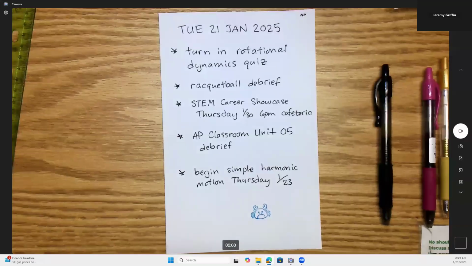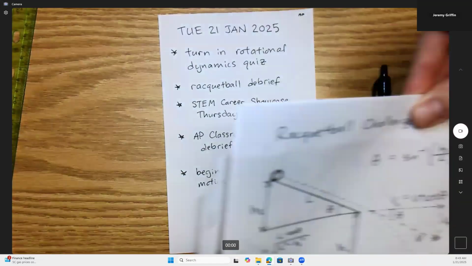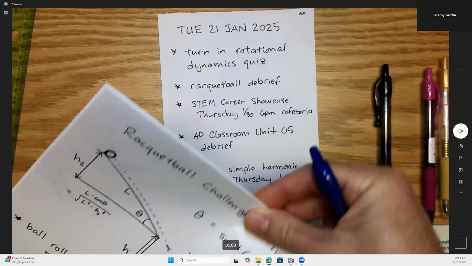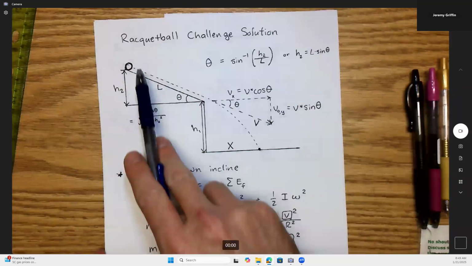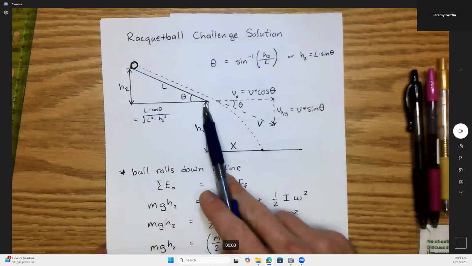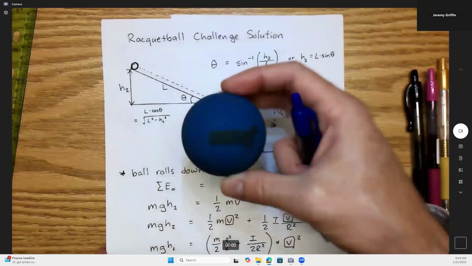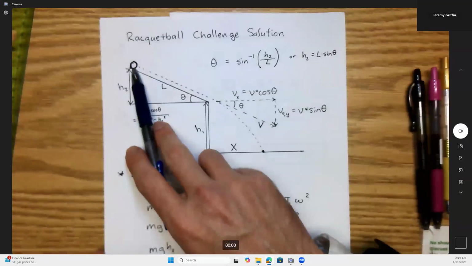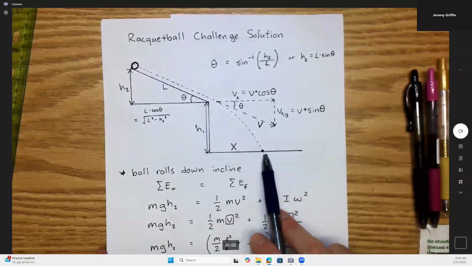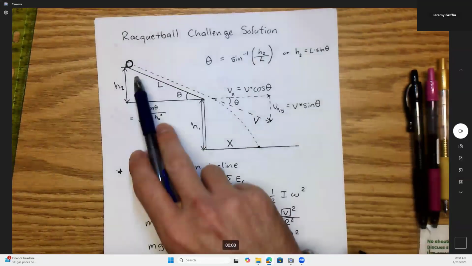All right. I did promise you guys I'd debrief that racquetball challenge. So let's look at that. Here's the solution that I posted to Google Classroom after school on Friday. Here's what you guys did. There was an incline back there on the lab table, and here's the racquetball. I put this racquetball up here at 200 centimeters, let it go. And then you guys had to figure out where it was going to crash land. So there were two parts to this.